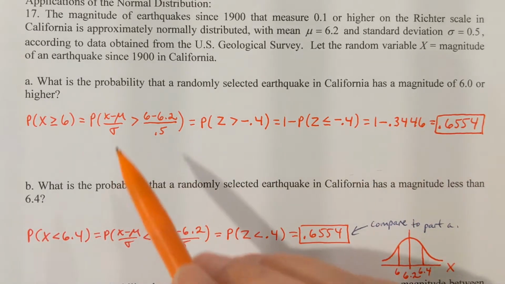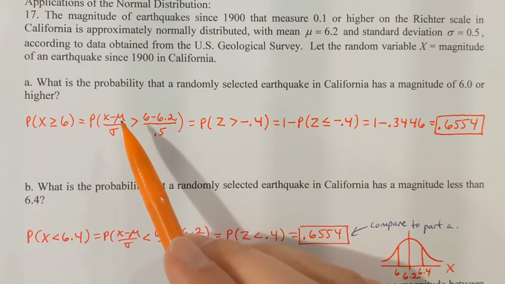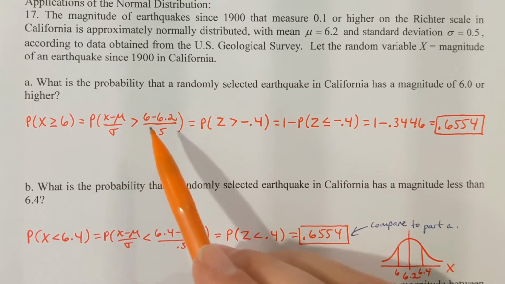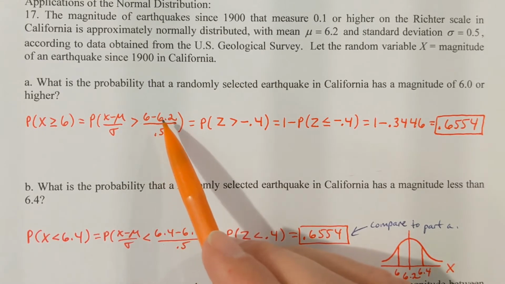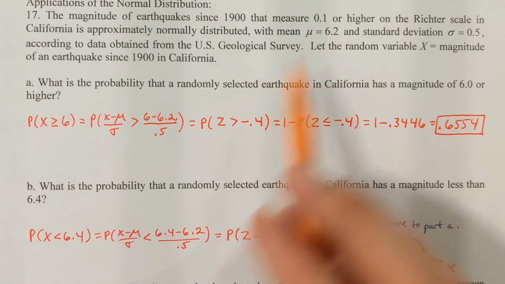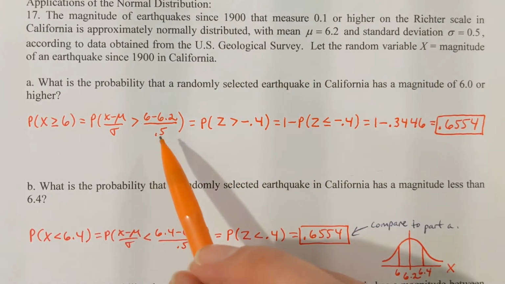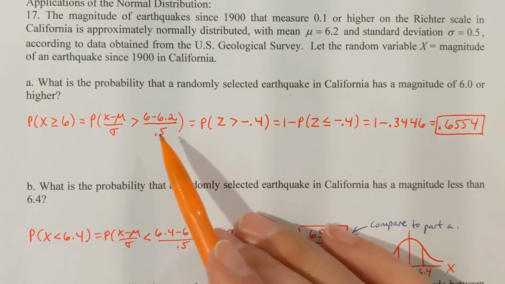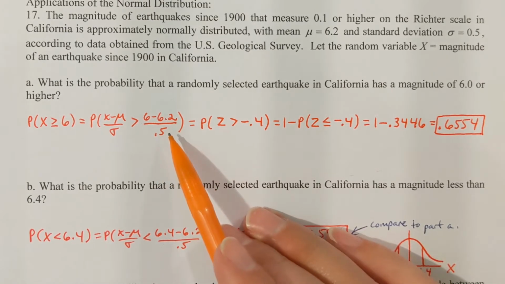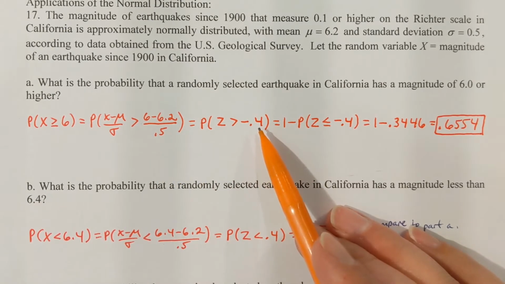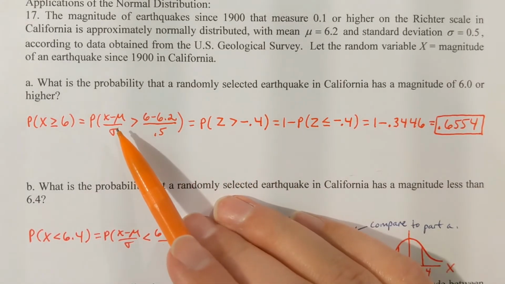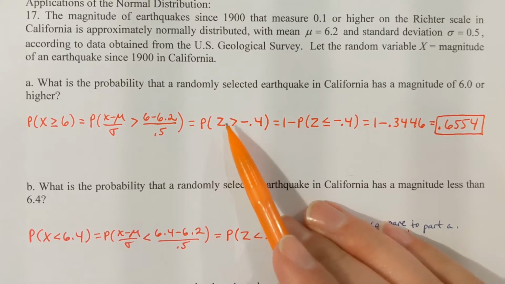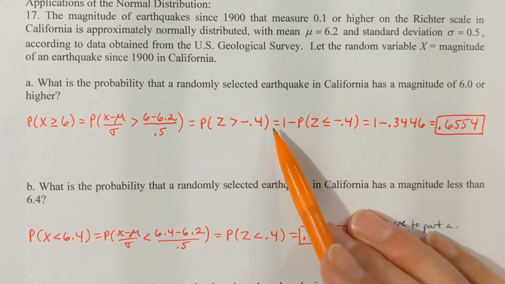I'm doing that using the formula for a z-score. Take x minus mu over sigma, and then on the other side do the same thing, only use the actual numbers. X is 6, minus the mean 6.2, and the standard deviation is 0.5, so we're dividing by 0.5. 6 minus 6.2 divided by 0.5 is negative 0.40. X minus mu over sigma, that's what we're calling z. So now we have changed the variable.